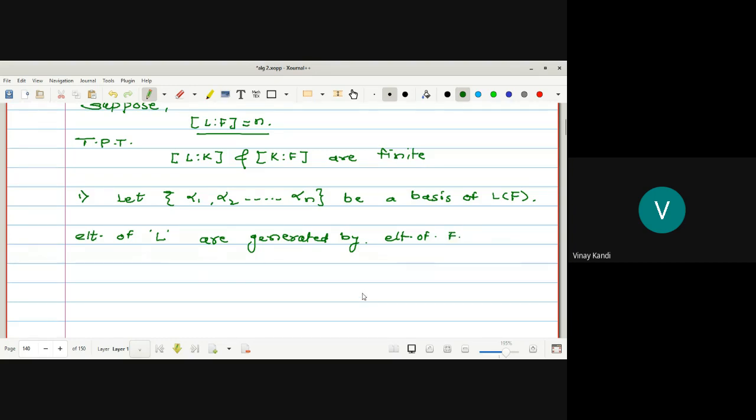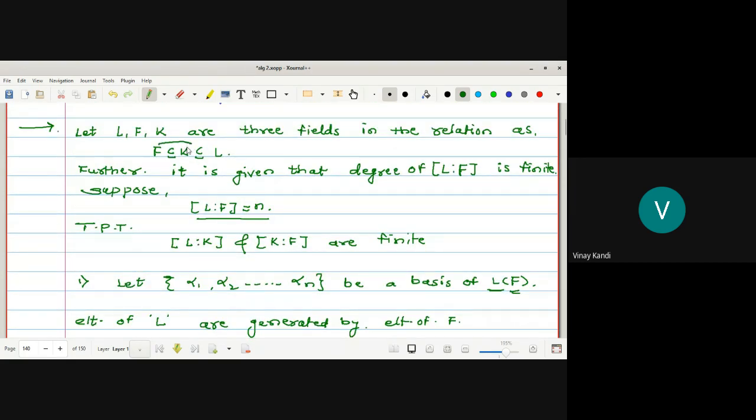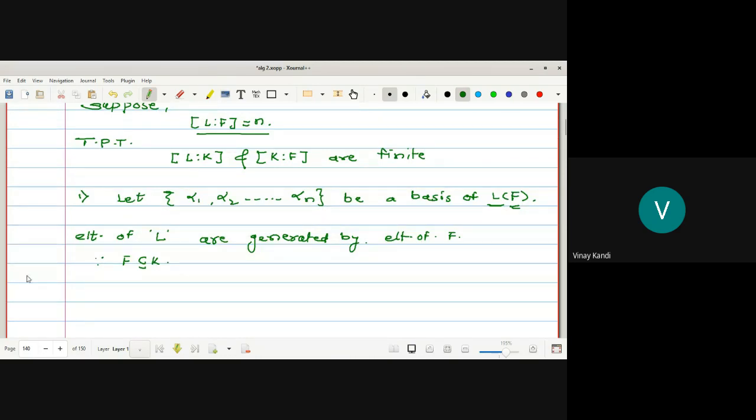Any element of L is generated with coefficients from capital F, with this basis element. Whatever coefficients there are, they will be coefficients from F. So the elements of L are generated by the elements of F. Now F is contained in what? K. Look here, this F is contained in K. So we can say that the elements of L are generated by elements of capital K. Any doubt?